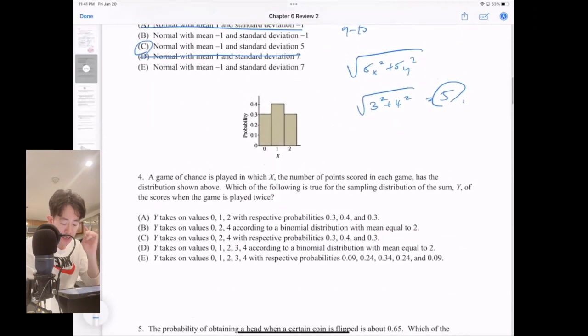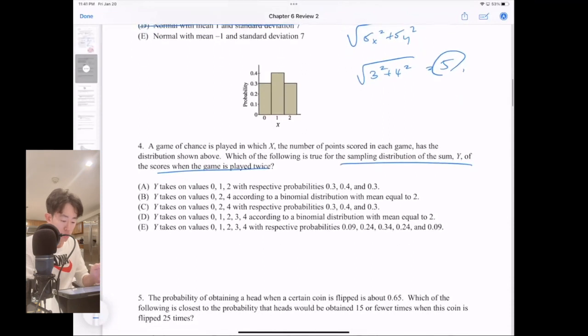Number 4, a game of chance is played in which X, the number scored per game, has the distribution shown above. Choose the sampling distribution of the sum of Y. So for the sum of Y, again, I can draw myself a chart. Let's add them up. 0, 1, 2, 1, 2, 3, 2, 3, 4. It seems to me that all the possible events are 0 through 4, not just these three numbers. So I'm going to eliminate A, B, and C.